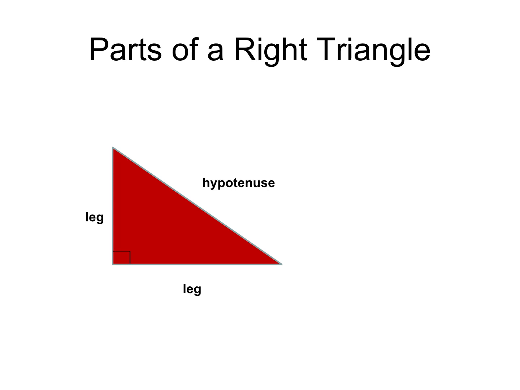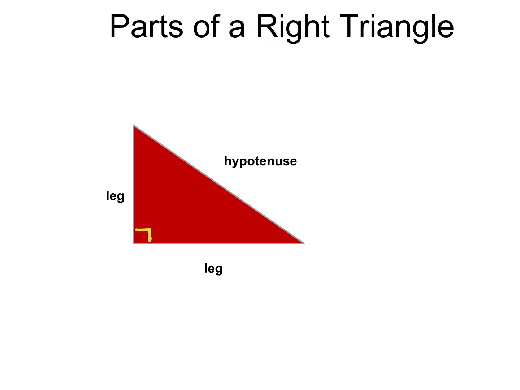So first we're going to talk about the parts of a right triangle. First thing you should be looking for is the right angle mark. That would indicate that this triangle is a right triangle. The next thing are going to be the names that we're going to give to the sides of the right triangle. So the two sides that form the right triangle, these are called the legs. So the legs form the right angle.